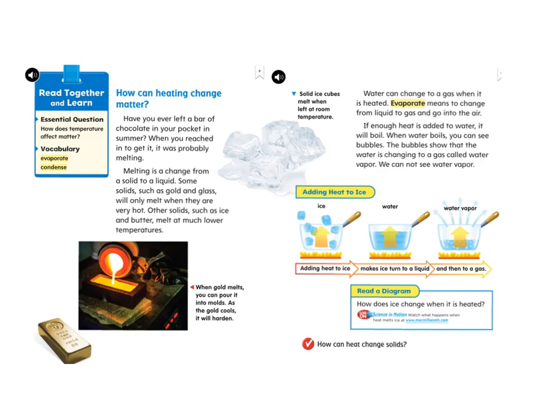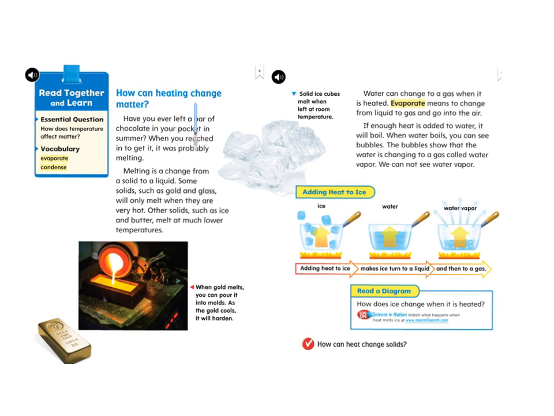Okay, so since this week we are talking about how matter can change states, we are going to read the textbook about it. And I thought it would be fun for us to read together, so you can follow along with me as I read. Our essential question today is, how does temperature affect matter? And we have some vocabulary words like evaporate and condense. So just follow along with me as I read.